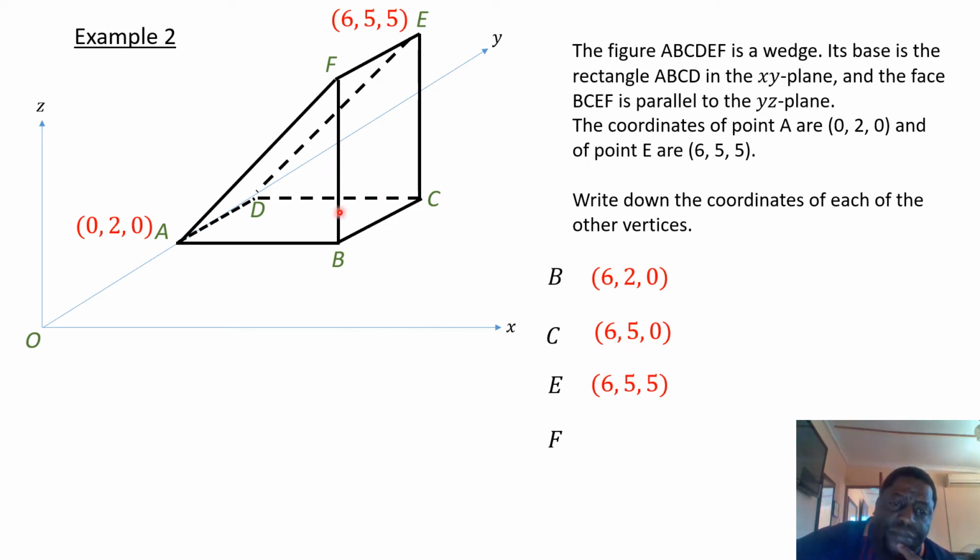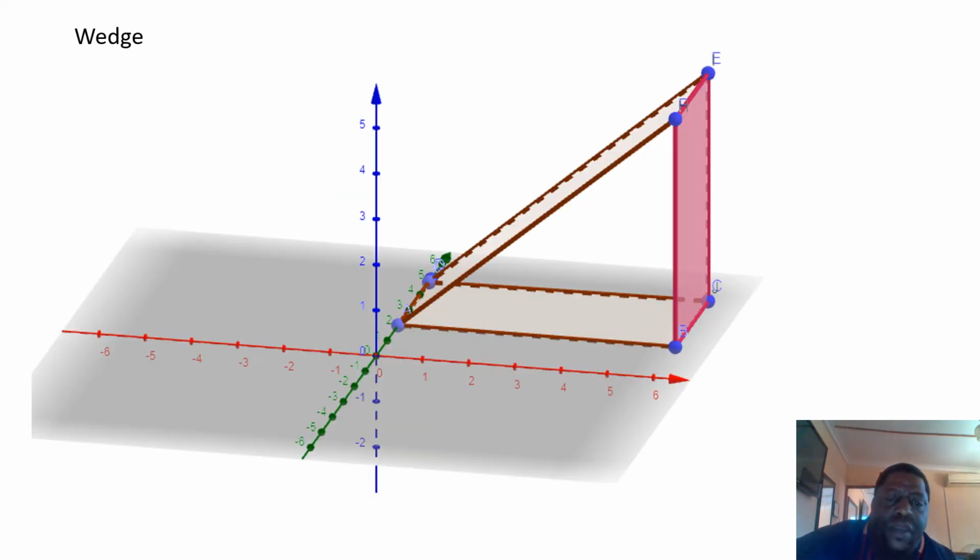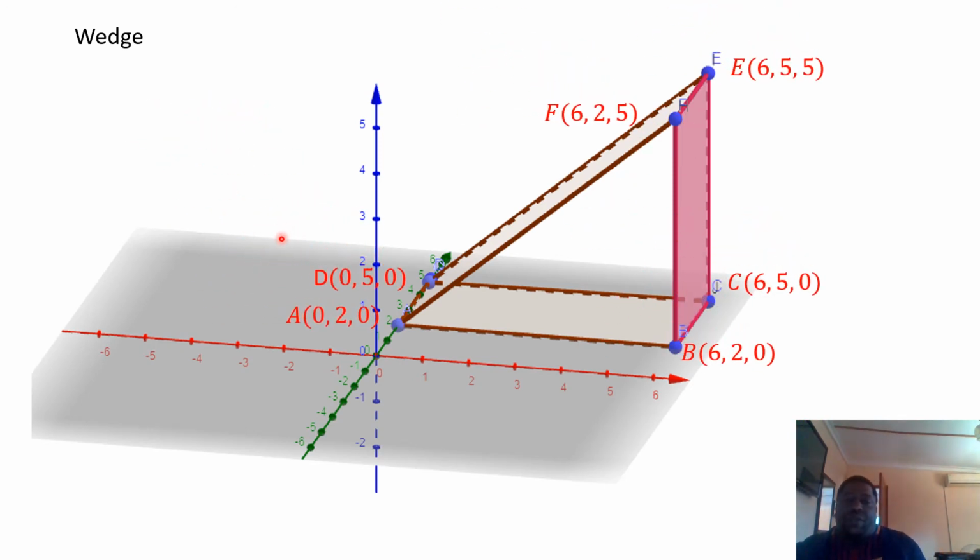What about F? I'll let you ponder a bit and see if you can determine F. So F, how many units along the X? That's 6. How many units along the Y? That's 2. And then obviously 5 up. Okay. Right, so that's the picture representation of how it would be looking if you were to play around with that.